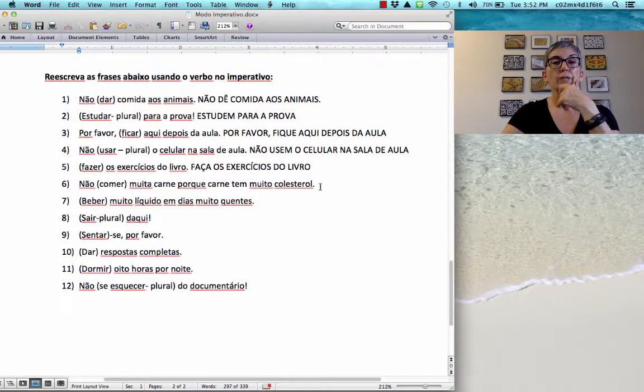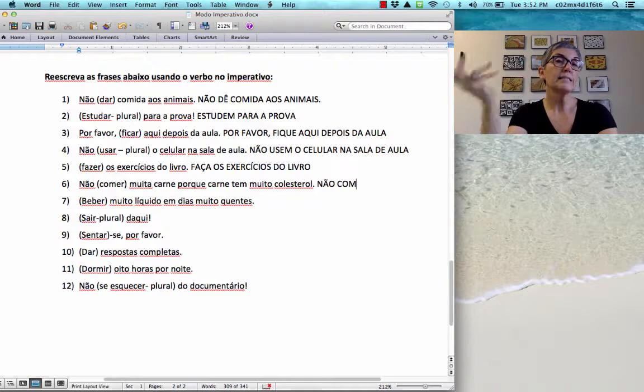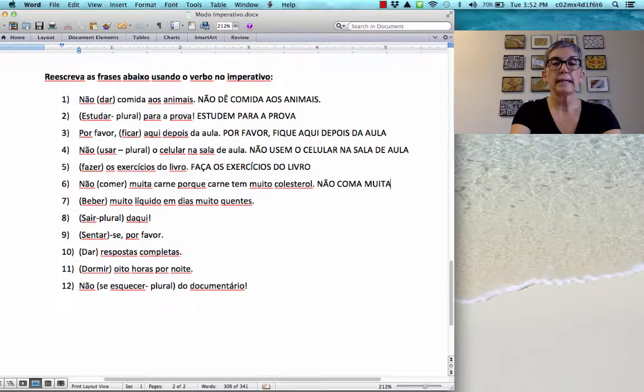Não comer muita carne porque carne tem muito colesterol. So do not eat a lot of meat because meat has a lot of cholesterol. Então não. I don't know why this thing does this every time I press the A. Não. So the verb comer, eu como, take out the O, and it's an ER verb, so the ending is going to be the opposite, a. Não coma, so we want singular because I don't have plural. Whenever I want you to address more people, I'm going to write plural, in parentheses. Então, não coma muita carne, porque carne tem muito colesterol.